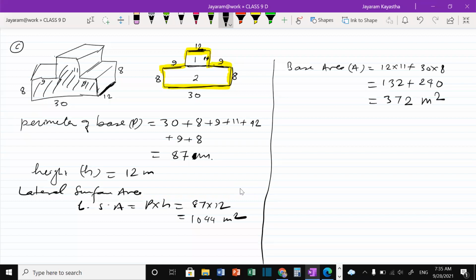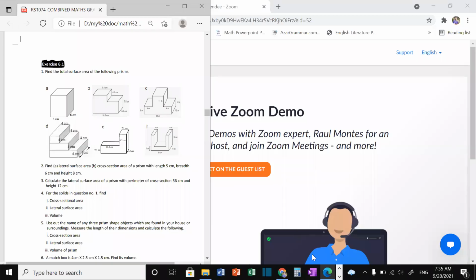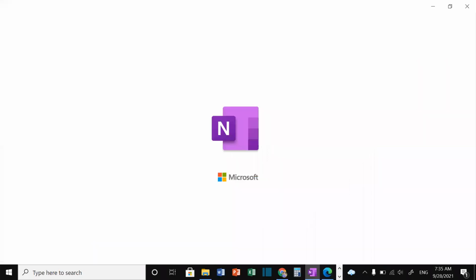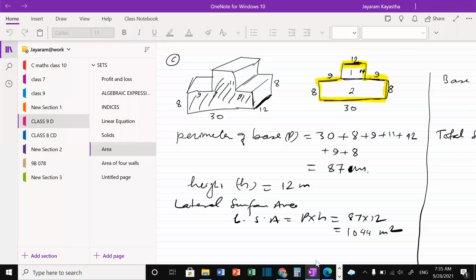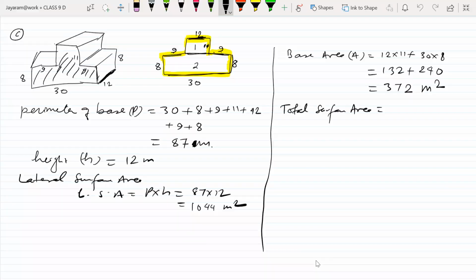Now we have the base area, and to find the total surface area... My writing app has gone down. Wait for a while, please. Why is it going down today?